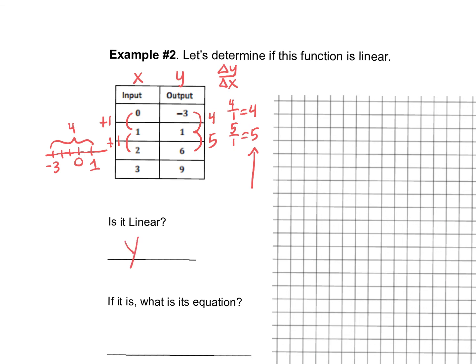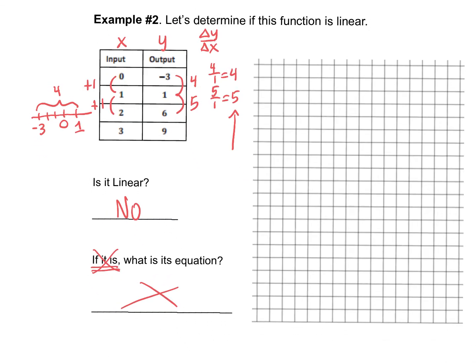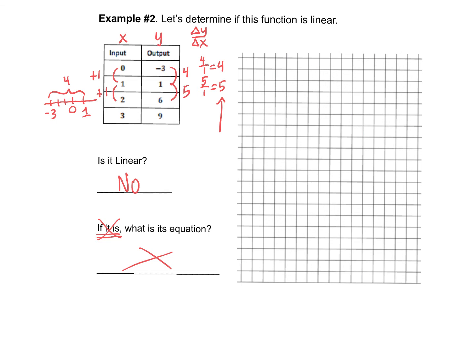Oh, I started to write yes. It is not linear. And if it is not linear, we cannot write an equation. So you could just say, I cannot write an equation because it is not linear. Now, when you plot this, you would be reaffirming what you see, and you would see that this is not linear. I need to put my x line up here so I can fit things. And I would have 0, -3, 1, 1, 2, 6, and 3, 9.